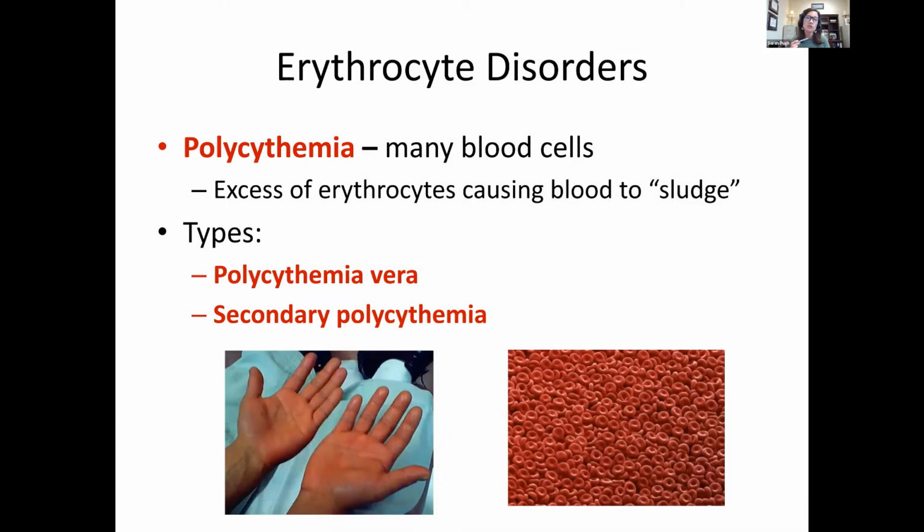Now, remember, I told you that we have two different classifications of erythrocyte disorders. We have anemia, which we just walked through. And then we also have something called polycythemia. Polycythemia is a lot of red blood cells, and it causes blood viscosity to go way up. And so there's two types of polycythemia. There's polycythemia vera and secondary polycythemia.